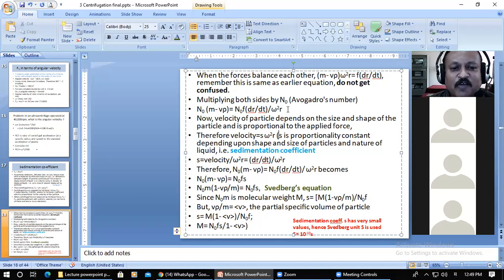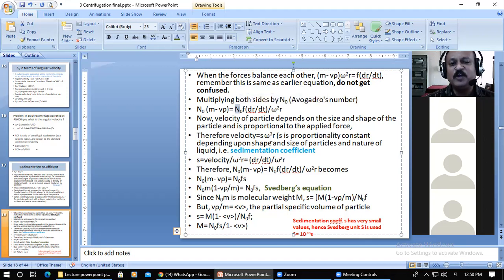Okay. So now I'm going to multiply this equation on both the sides by N0, that is Avogadro's number. And therefore I'm writing the equation again: N0 (m − vρ) is equal to N0 f dr/dt divided by ω²r. So this ω²r term is taken from the left hand side to the right hand side, and therefore it will go into the denominator. Is it okay?